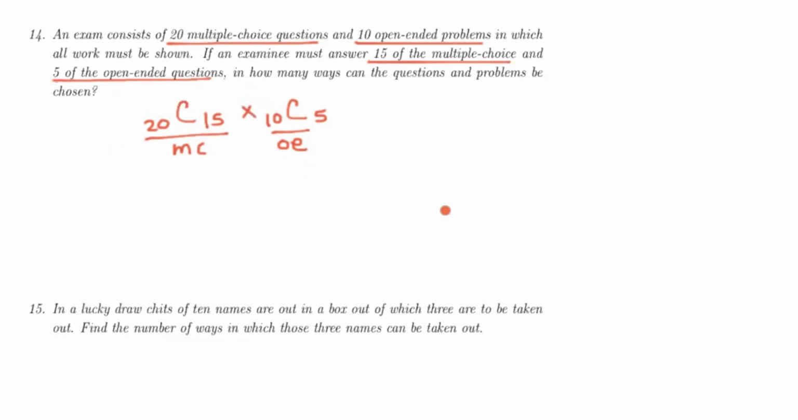Okay. So 20 combination 15. 10 combination 5 is 252. And we always multiply in between. Okay, 2 groups. 3,907,008. Okay, 3,907,008 ways to answer these questions. Let's move to number 15.